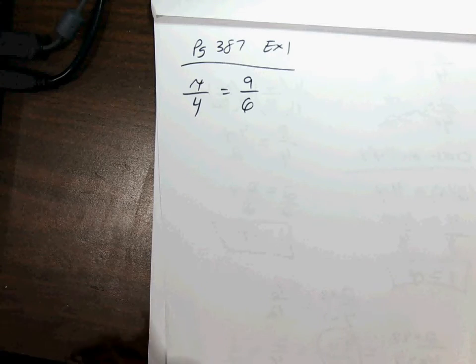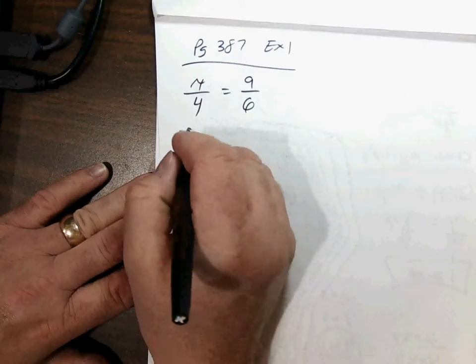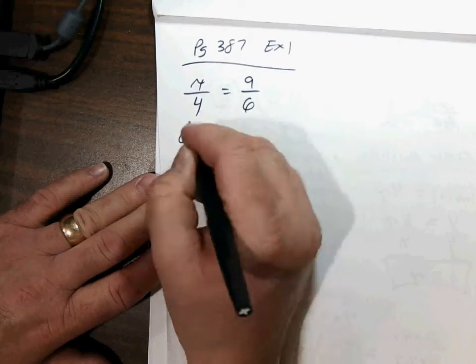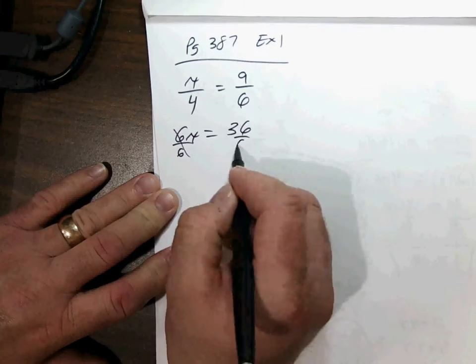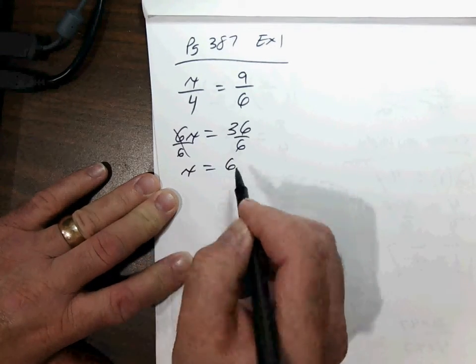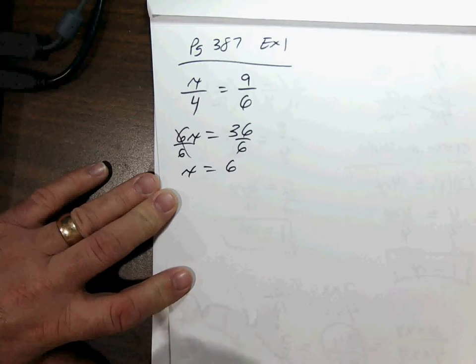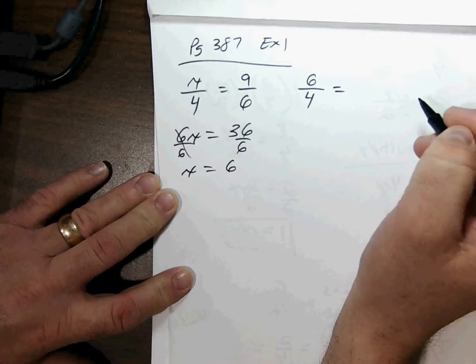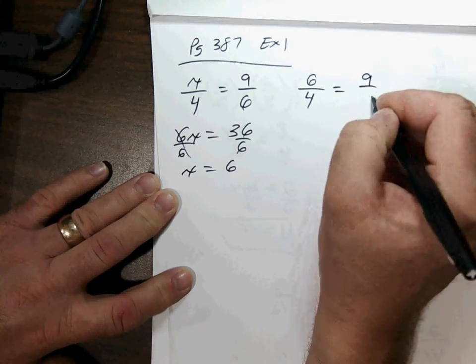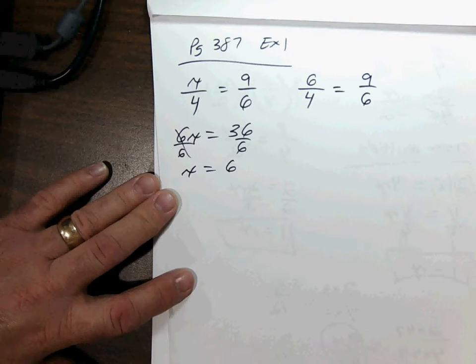They're equivalent. One is a reduced or unreduced or simply changed form of the other. Okay? How do we find the missing piece? Cross multiply. Okay? 6x equals 9 times 4 is 36. Then it's easy, I hope, to solve. x equals 6. Okay, so we are claiming that 6 over 4 is the same thing as 9 over 6. If we turned them into a decimal, we would, of course, really convince ourselves.